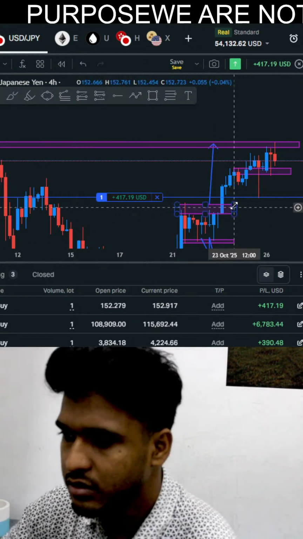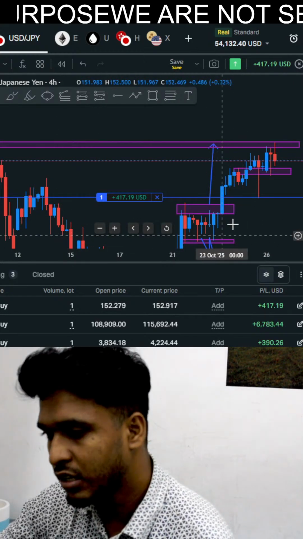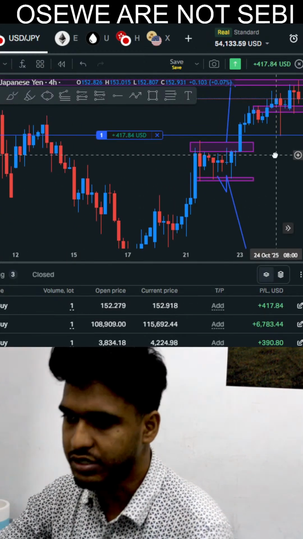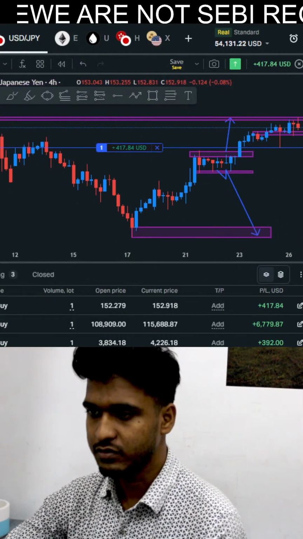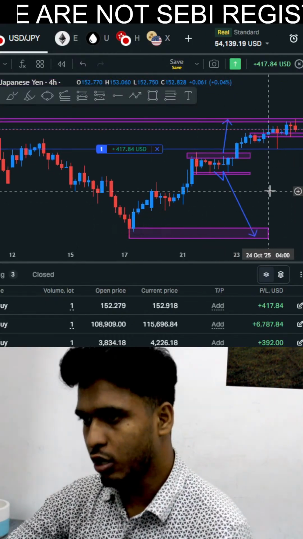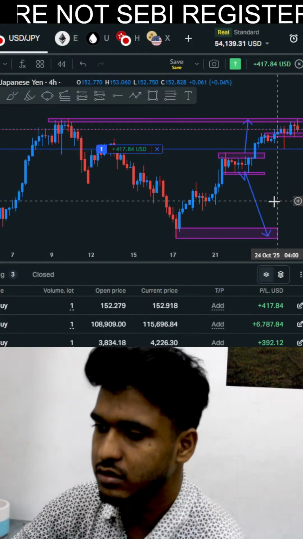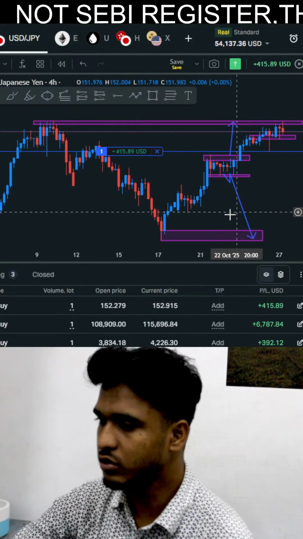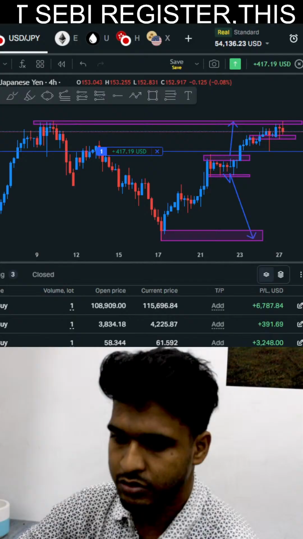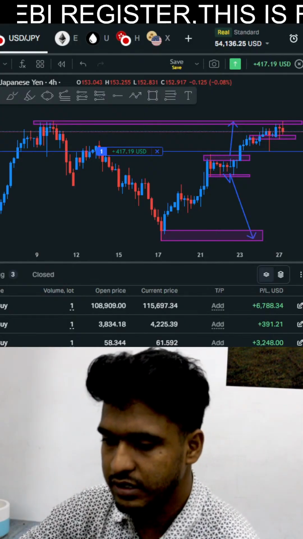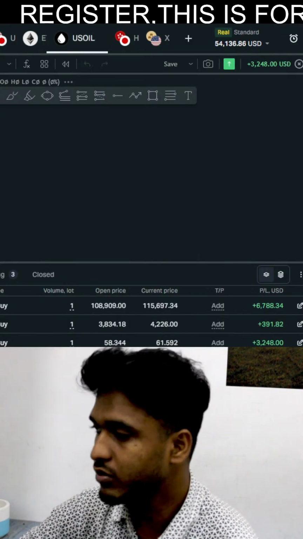Let me know guys, who followed this zone and who took this trade. All this zone I have marked here and I have given you this trade. All these trades, Ethereum, US oil. US oil was very clear.